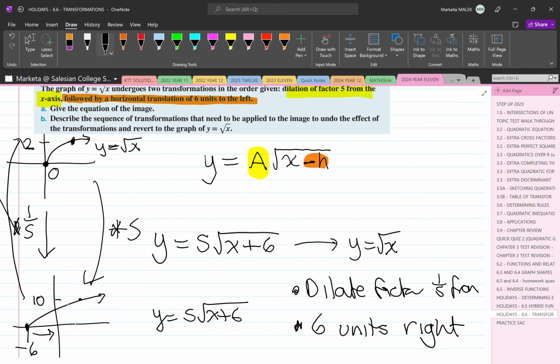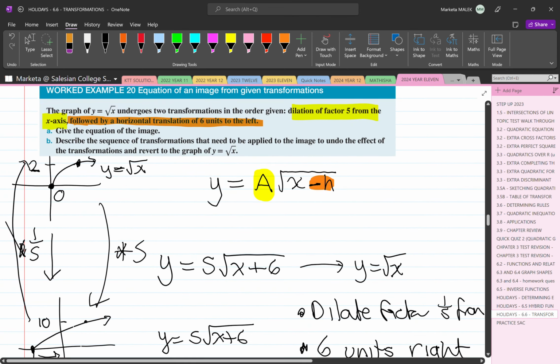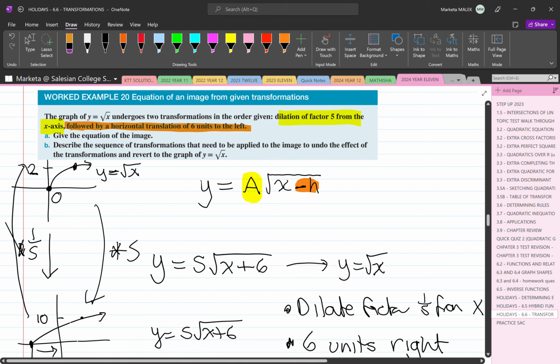That completes the examples for exercise 6.6, and now you should be able to do some of the combined transformations from that exercise.